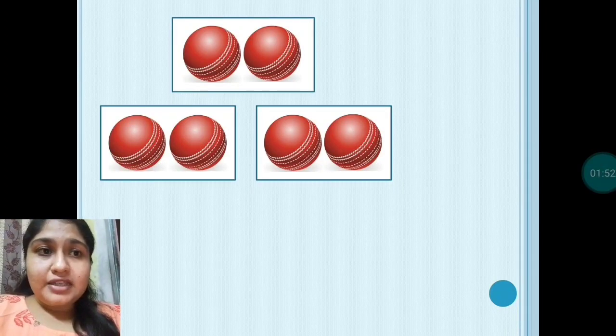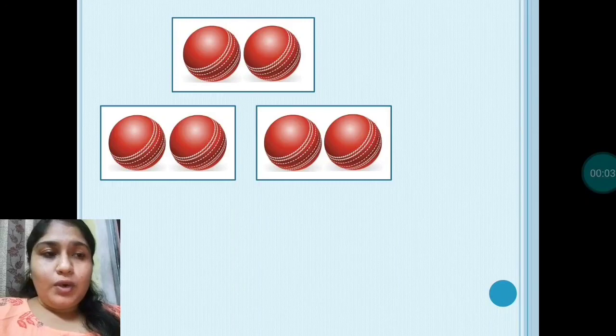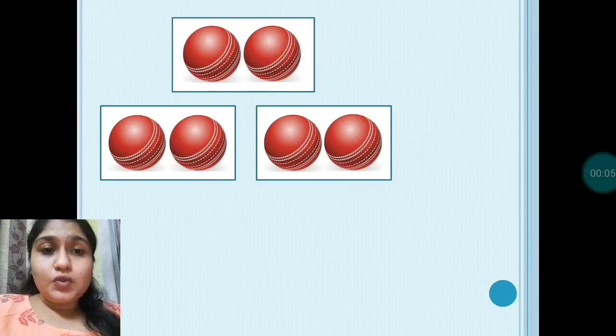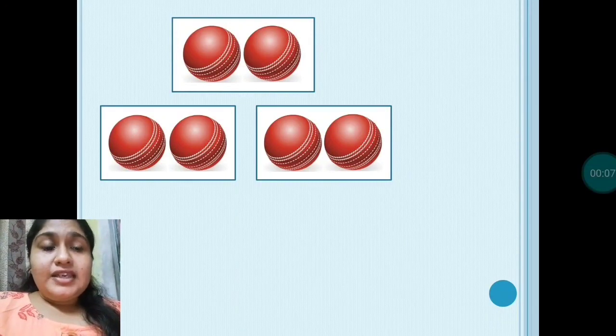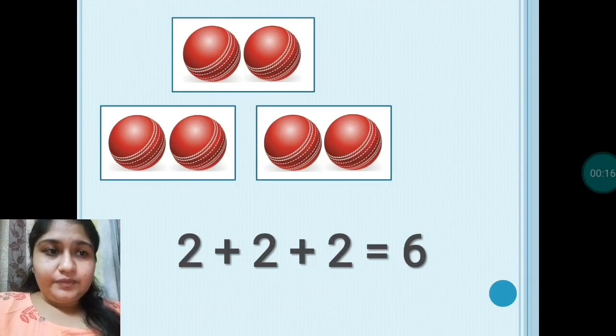So how many pairs are there? 3. And in each pair, 2 balls are there. So what will be the answer students? Guess it? Yes, 6. 2 plus 2 plus 2 is equal to 6. Let's see the other example.